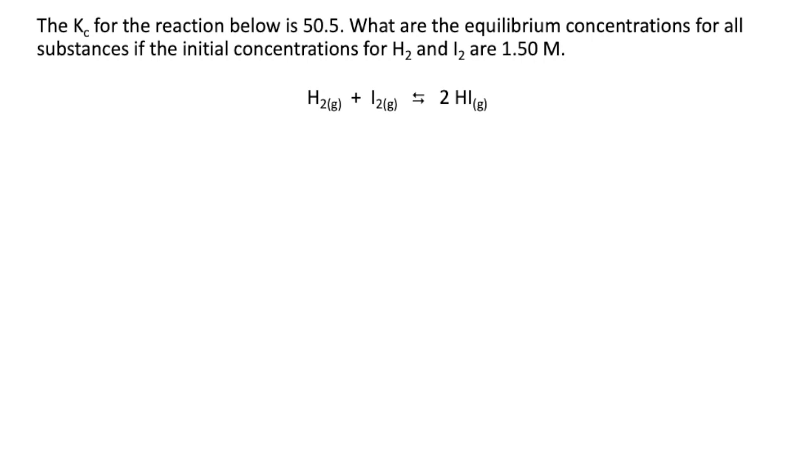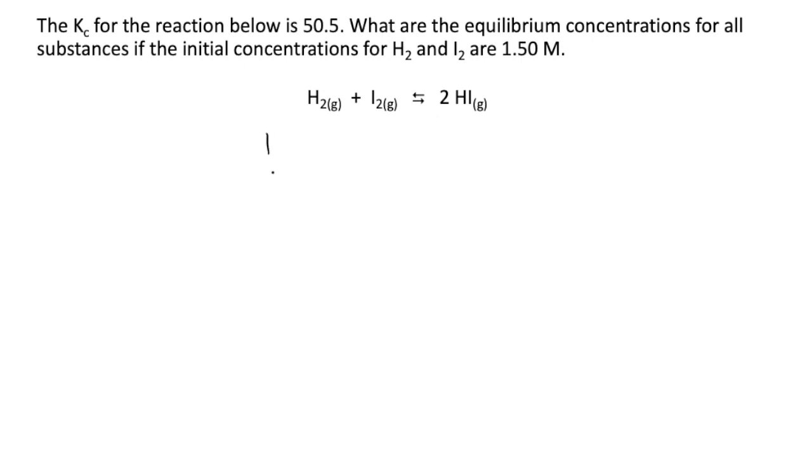Now, this problem gives us Kc and it gives us the initial concentrations. It's asking us to find the final concentrations, which means we need to set up an ICE table. We already have the equation. If you did not have the equation, you would have to pull the information from the question, write the equation, and balance it, because we definitely will need that balanced equation in order to solve this problem.